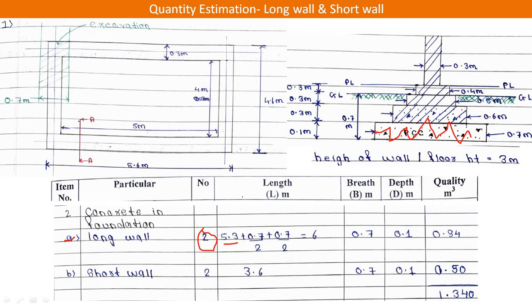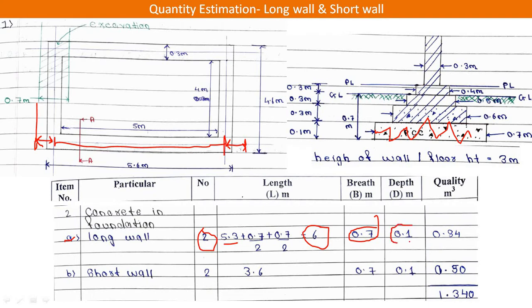plus similarly we have the length from here to here. So we have to just add the length of PCC divided by 2. So 0.7 by 2 from here and 0.7 by 2 from here. We have to add both the values. So you will get the answer as 6 meters. And as for the breadth, the breadth of the PCC is 0.7 meter. So we have taken 0.7 meter.